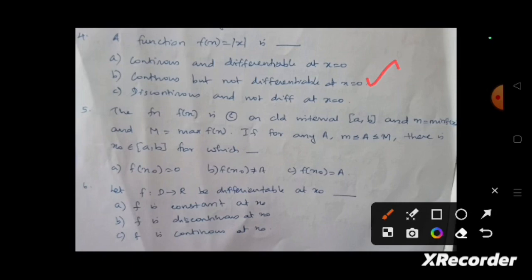Fifth question, a function f of x is continuous on closed interval a comma b and m equal to minimum of the function and capital M is the maximum of the function. If for any a, m less than or equal to a less than or equal to M, then there is x naught belongs to closed a comma b for which the condition is f of x naught is equal to a. Now sixth question, let the function f from D to R be differentiable at x0. Obviously, we can say option C is right, f is continuous at x0. That is, differentiable implies continuity.